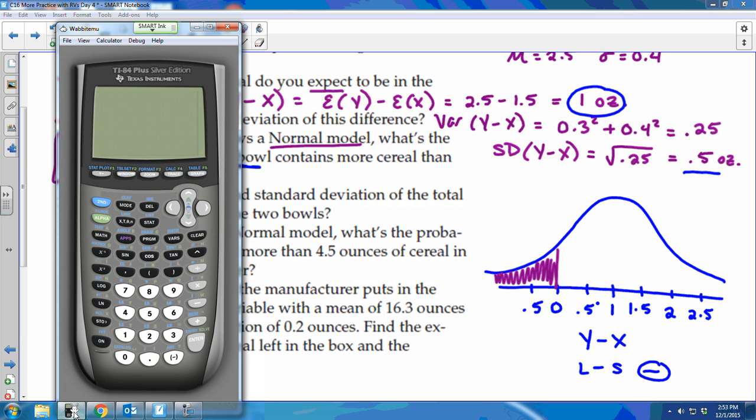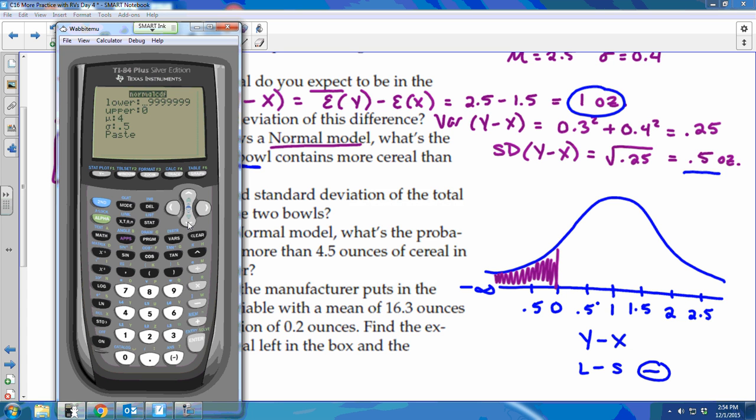So if you use your calculator, you go to second variables, the distribution menu, and use normal CDF. In this case, our lower bound is negative infinity. We're looking for the far left side. So negative infinity to 0, because we want all those possible negative amounts.